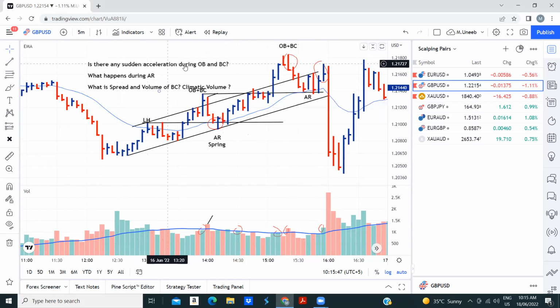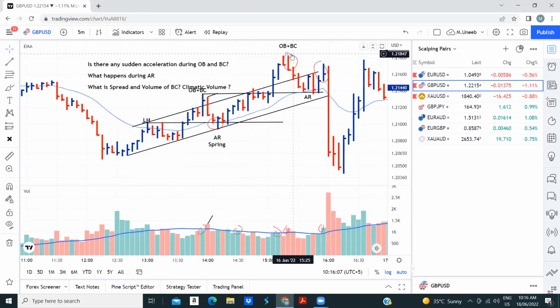Now, is there any sudden acceleration during OB and BC? Yes, this is sudden acceleration. You see, very small range bar and then sudden acceleration. Can you see? What is the spread and volume of the buying climax? You can see the volume. Is it the climatic volume?